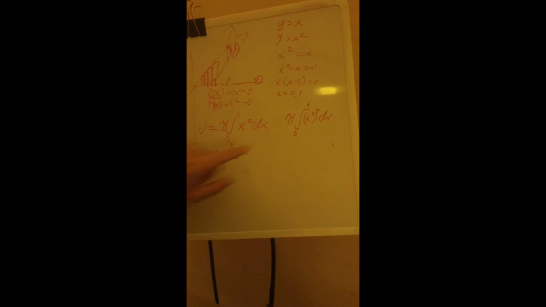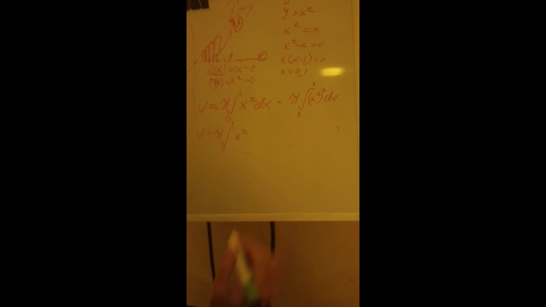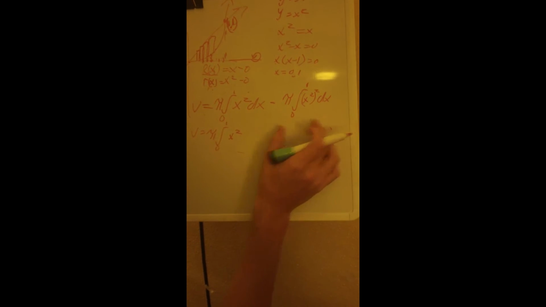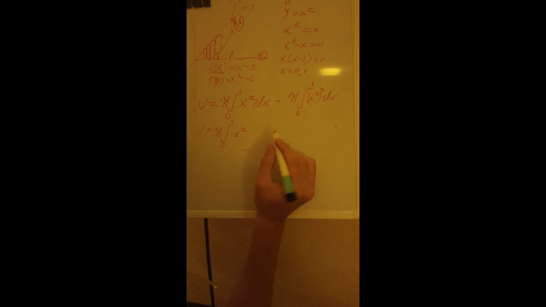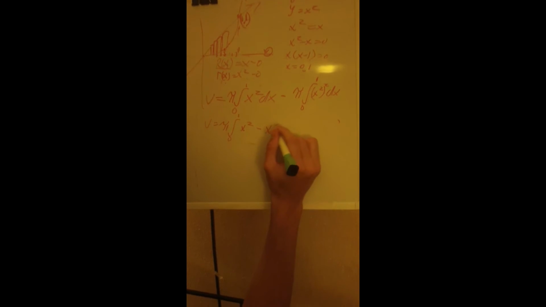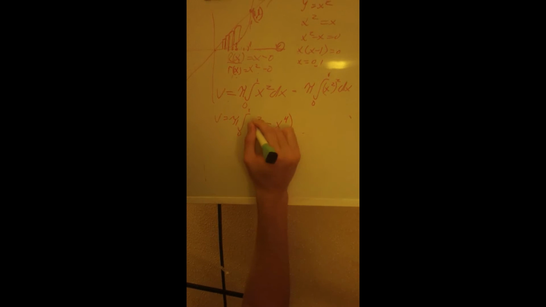Oh, my bad. I made a mathematical mistake. I said plus. This is actually a minus here, because we're subtracting off this little area from this big area to get the area in the middle. And so it's going to be minus x squared, squared, which is x to the 4th, dx.